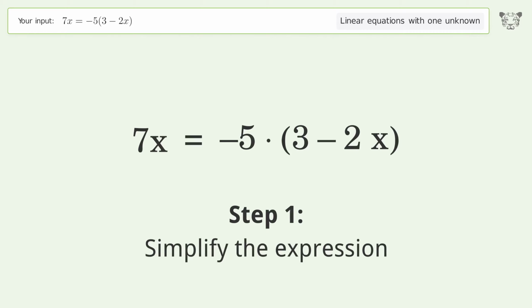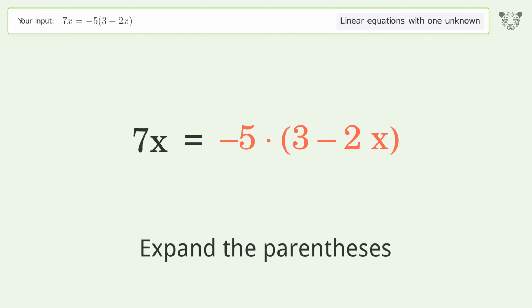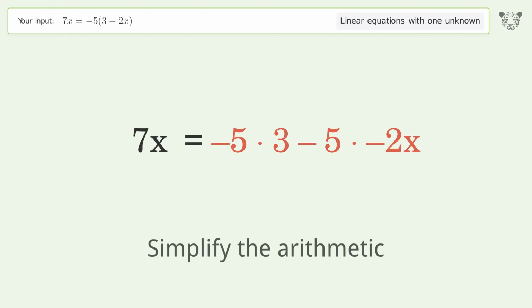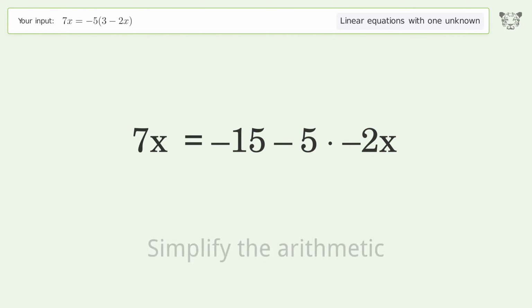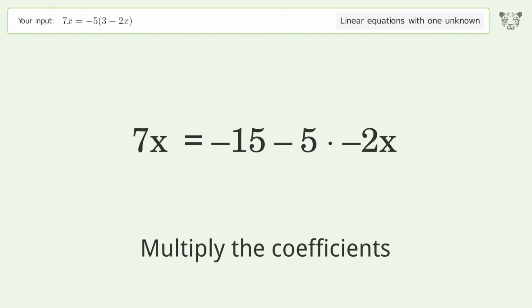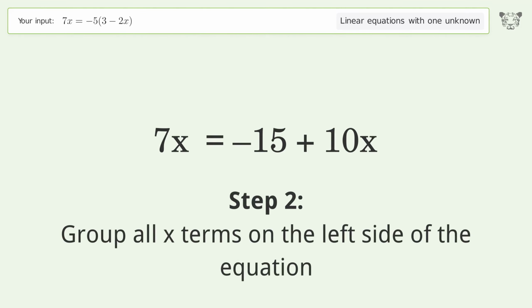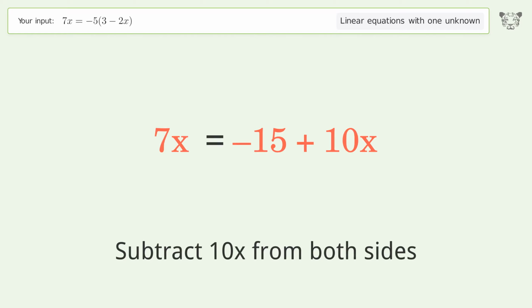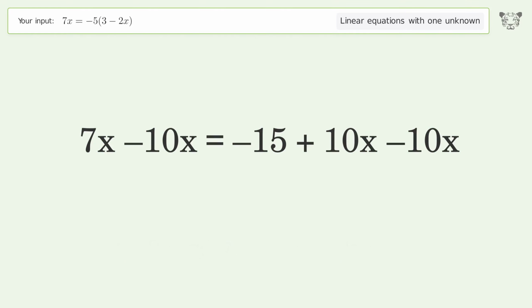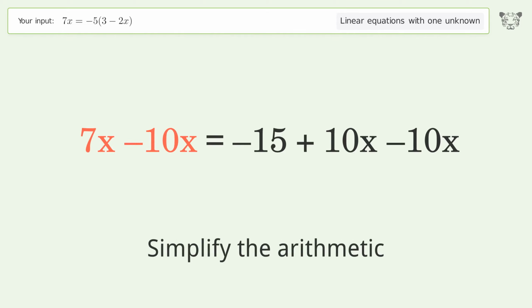Simplify the expression. Expand the parentheses. Simplify the arithmetic. Multiply the coefficients. Group all x terms on the left side of the equation. Subtract 10x from both sides. Simplify the arithmetic.